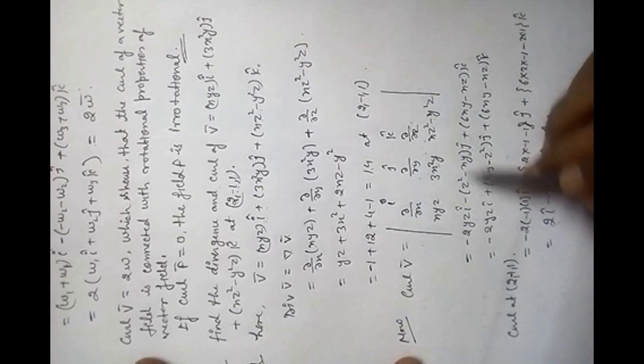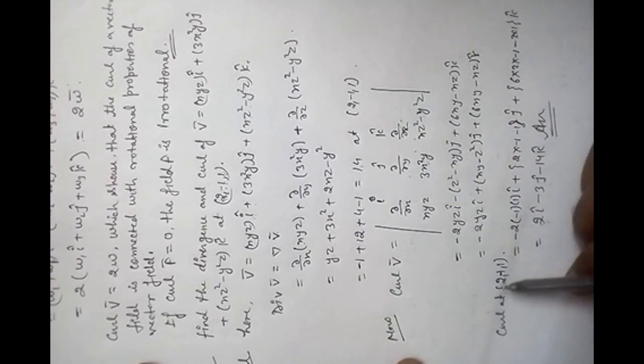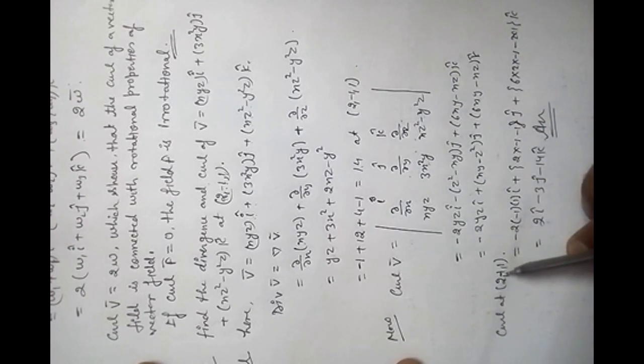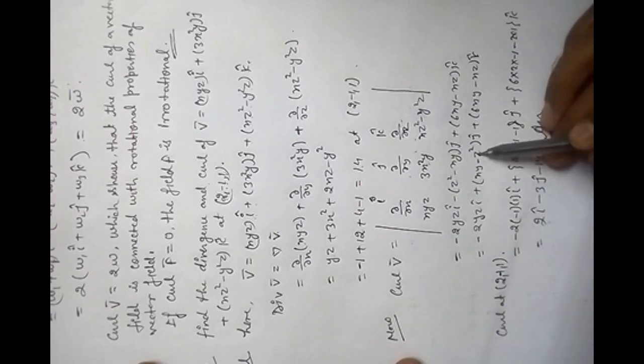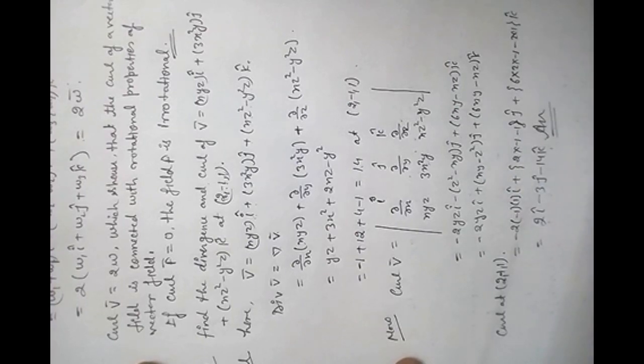Then we get this term, taking minus sign, second term this term, and the curl of vector v at the point 2 comma minus 1 comma 1. So the value of x is 2, put here, here and here. The value of y is minus 1, put here, here, this. The value of z is 1, put in this one and this one, and calculate them. Then we get the value of curl v at the point 2 comma minus 1 comma 1, this one.